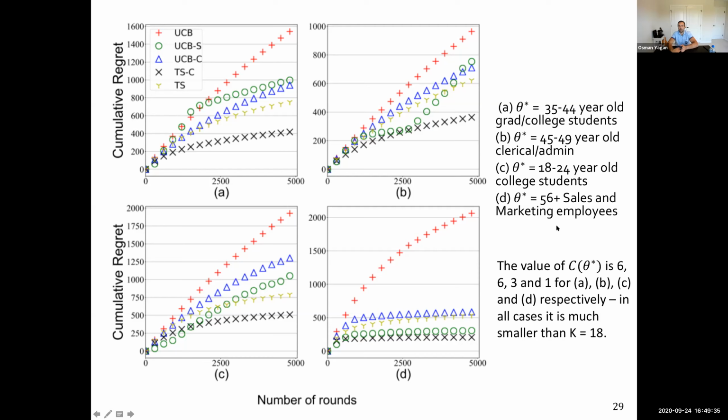And one thing we observed that's worth noting here is that although we start with 18 arms, for these theta cases, the number of competitive arms is substantially smaller than 18. It's 6, 6, 3, and 1 in cases A, B, C, and D. And what this means is that as per our results, we expect to do substantially better than classic bandit algorithms. It means that a significant number of the genres will stop being pulled or shown to these users after some finite time is reached.